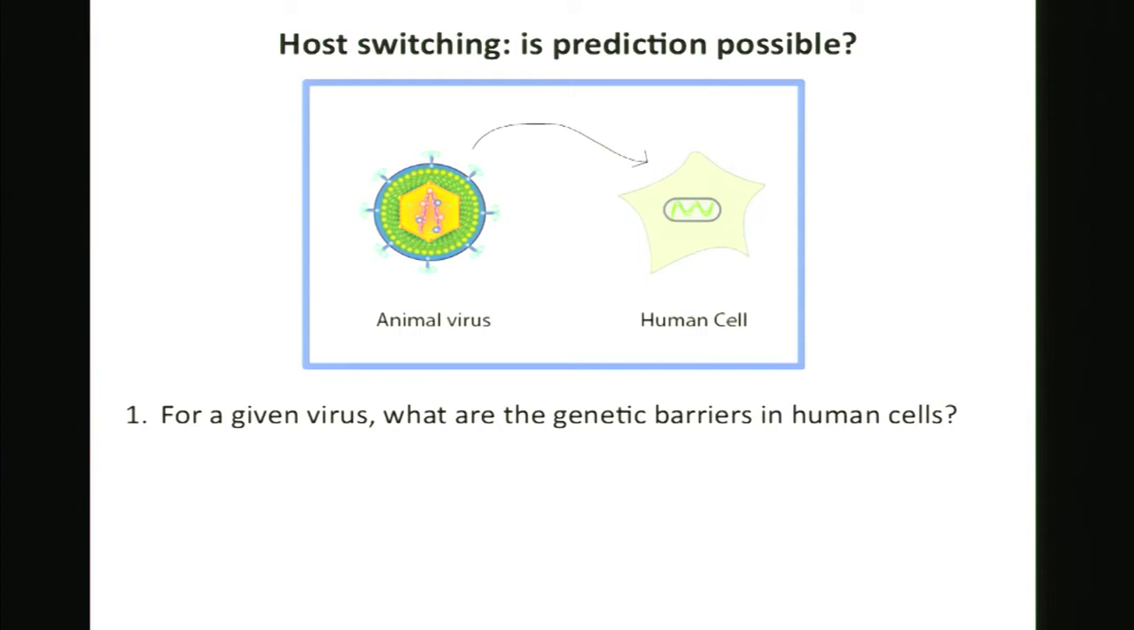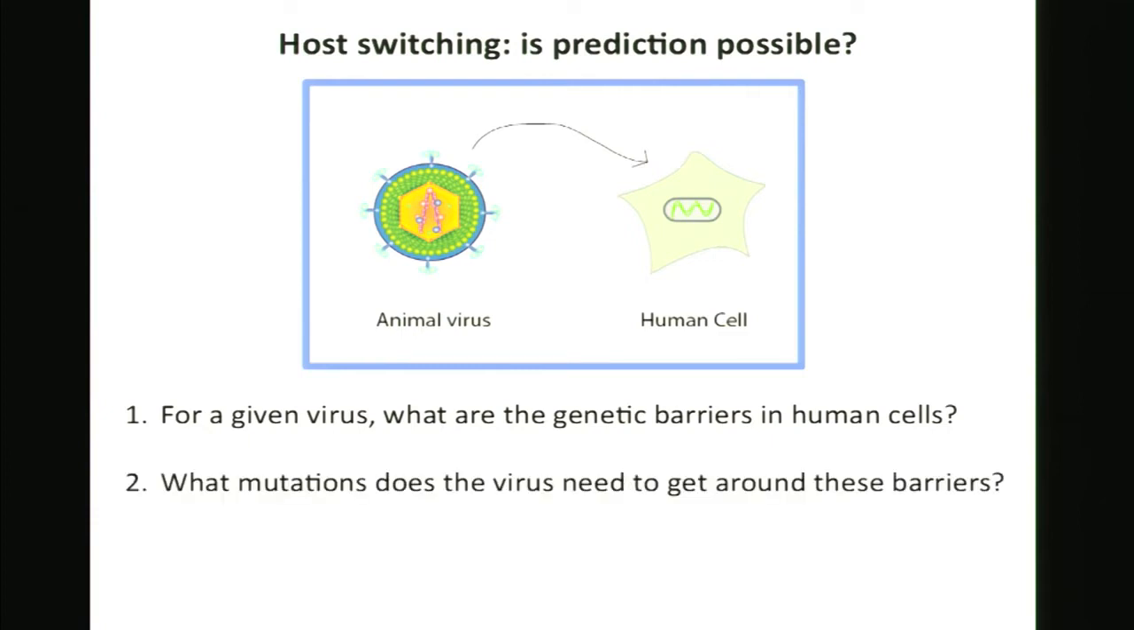For a given virus, what are the genetic barriers in the human cell? In other words, what's keeping these animal viruses from infecting us right now? And then once we've identified those, it becomes almost trivial to set up experiments to ask what mutations the virus needs to get around these barriers?